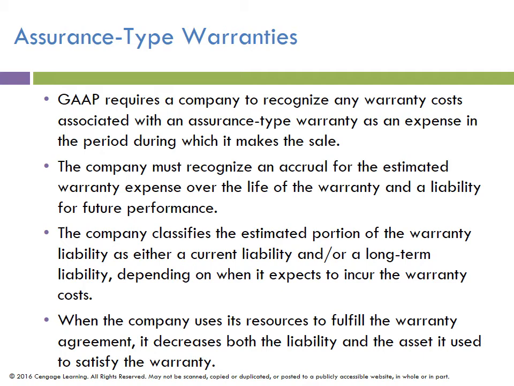GAAP requires a company to recognize any warranty costs associated with an assurance type warranty as an expense in the period in which it makes the sale. So you don't wait till the warranty is used by the customer. You estimate the warranty expense associated with the sale that has an assurance warranty on it and record it as an expense and a liability in the year of sale.